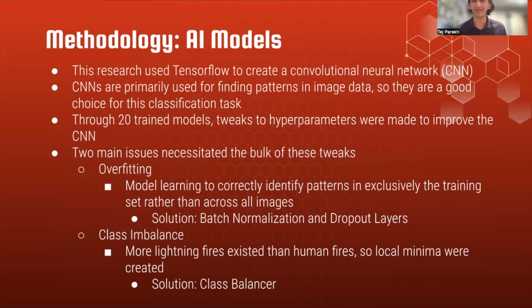The other issue was the class imbalance, which is a bit funnier. I had many more images in my set that were lightning fires than human fires, so a local minimum was created. What this means is that whenever the model wasn't sure, it would always guess lightning, lightning, lightning, because there are simply more lightning fires than human fires, so it had a better chance of getting it right if it guessed lightning. The solution was a class balancer, where I basically just evened out the data set, so this wasn't a problem.